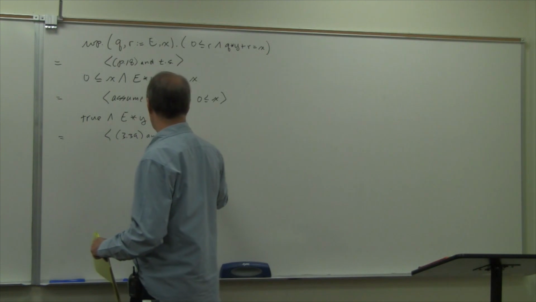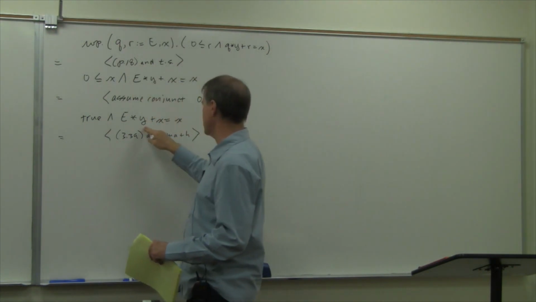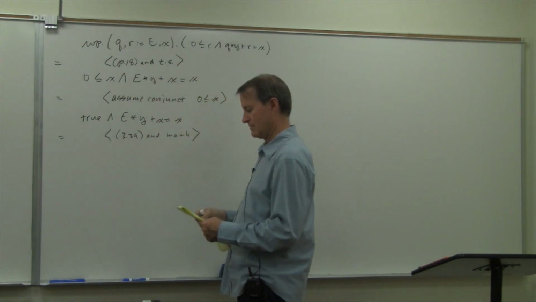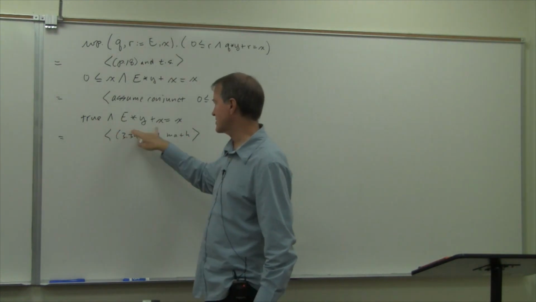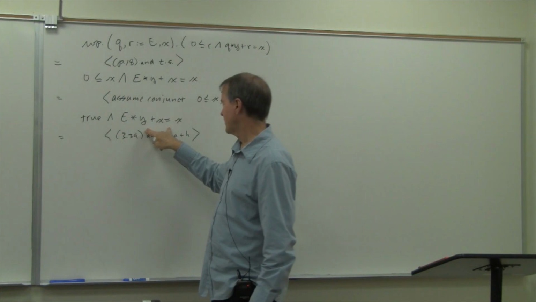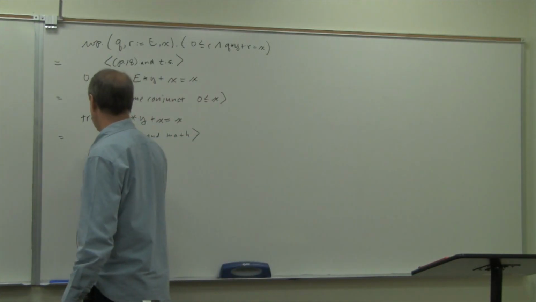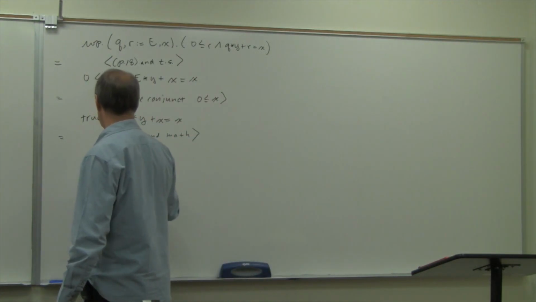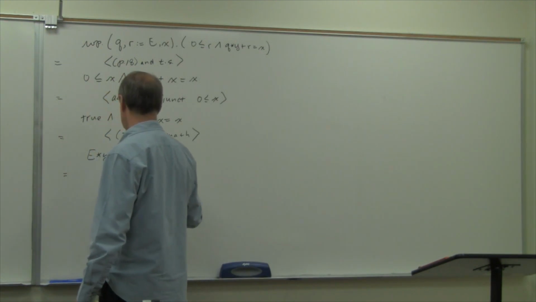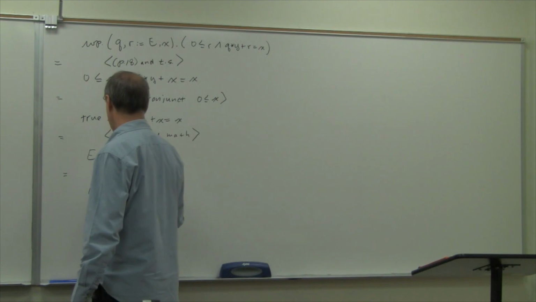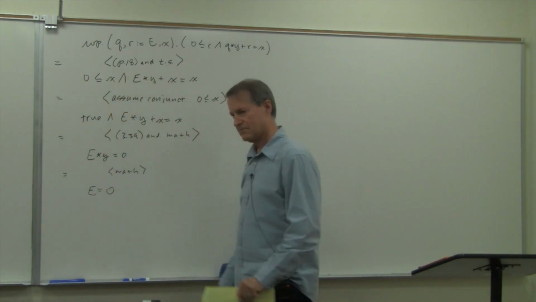And math, because what can we do with this math? e times y plus x equals x. Subtract x from both sides. True and this is just this, right? e times y equals 0. So we get e times y equals 0. So equals by more math. What? e equals 0. Okay?